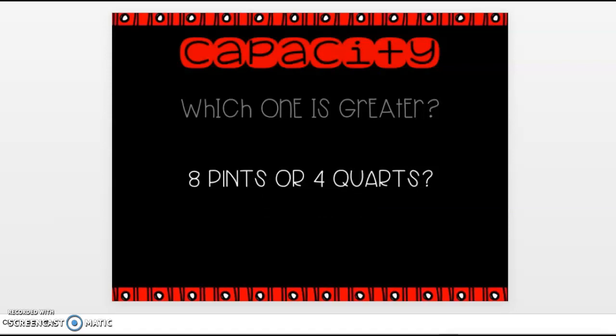Okay, this would be number 8. Which one is greater, 8 pints or 4 quarts? And they're trying to trick you on this one. So look at what you drew, your gallon kingdom. They are equal. So neither is bigger than the other. That's why they were trying to get you.